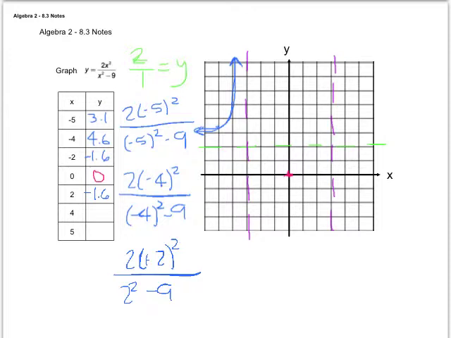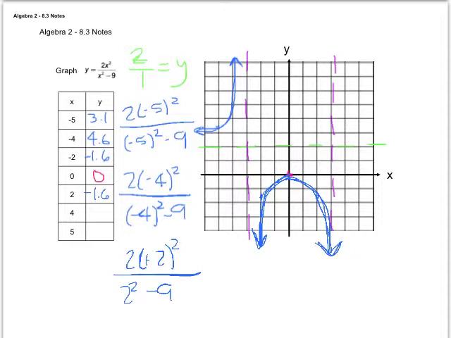So let's graph that at -2. At -2, I'm at -1.6. And then positive 2, -1.6. So I've got this shape in the middle. And it looks like this. Okay?